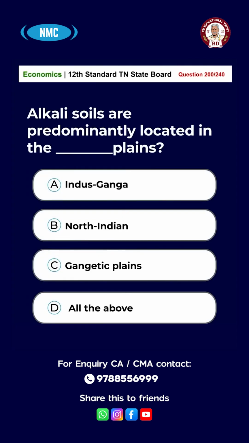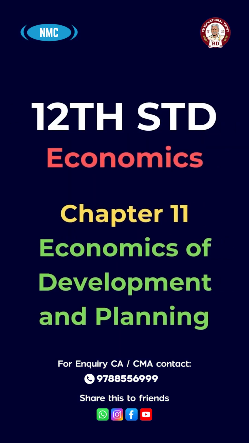Chapter 11. Economics of Development and Planning. Question number 200. Alkali soils are predominantly located in dash plains. A. Indus Ganga, B. North Indian, C. Gangetic plains, D. All the above. The answer is option D. All the above.